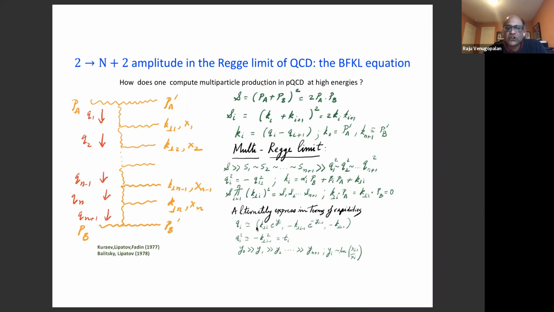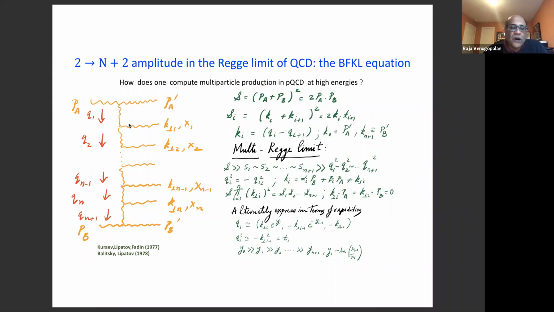Alternately, you can express these in terms of the so-called rapidities, where q_i is k_perp,i e to the y_i for the plus component, or k_perp for the minus component times e to the minus y_i, and then there's the transverse momentum. And q_i squared is basically the Mandelstam t variable going down each of these rungs. In the multi-Regge limit, this also corresponds to an ordering in these rapidities as you go from p_A down to p_B, where the rapidity is a log of these momentum fractions as you go down this ladder. So this is just setting this up.